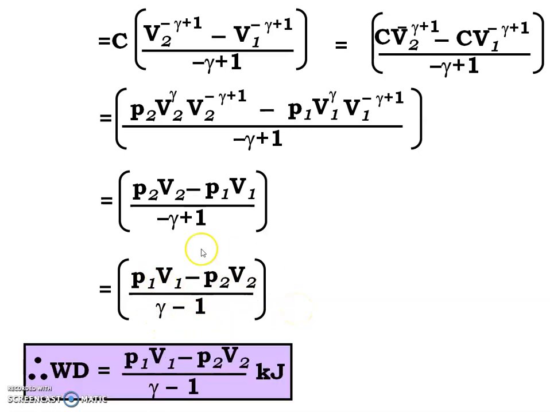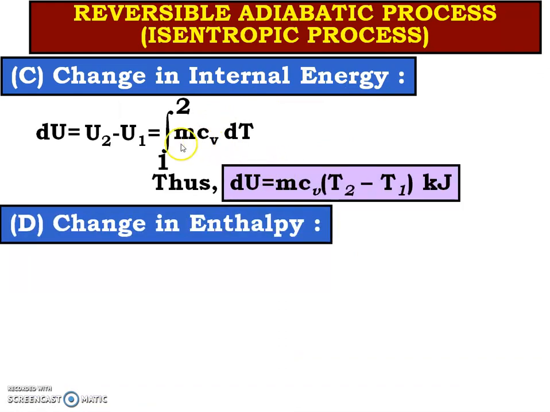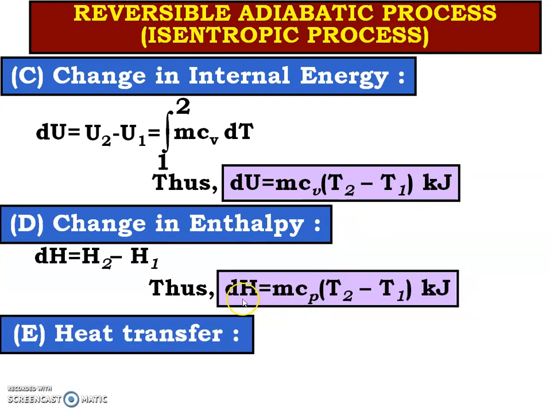So it is the equation of work done during which process? Reversible adiabatic process. The equation is P1 V1 minus P2 V2 divided by gamma minus 1. What is the next? Change in internal energy. The equation is fixed: delta U is equal to m Cv (T2 minus T1). Next is change in enthalpy. What is the equation? Delta H is equal to m Cp (T2 minus T1).